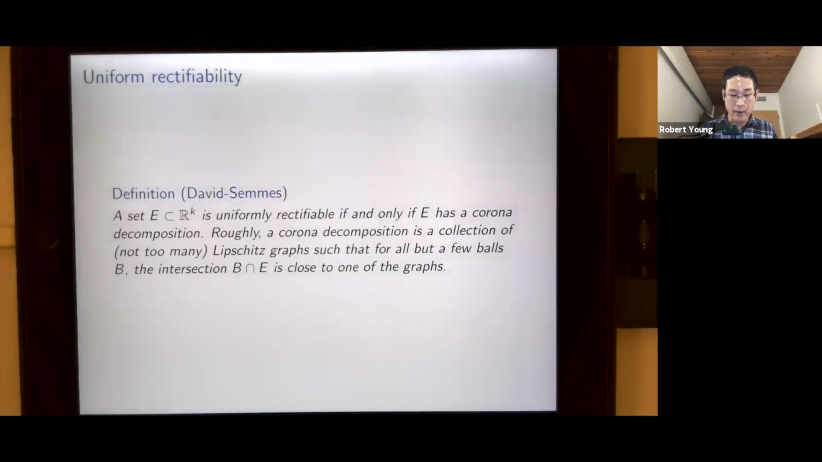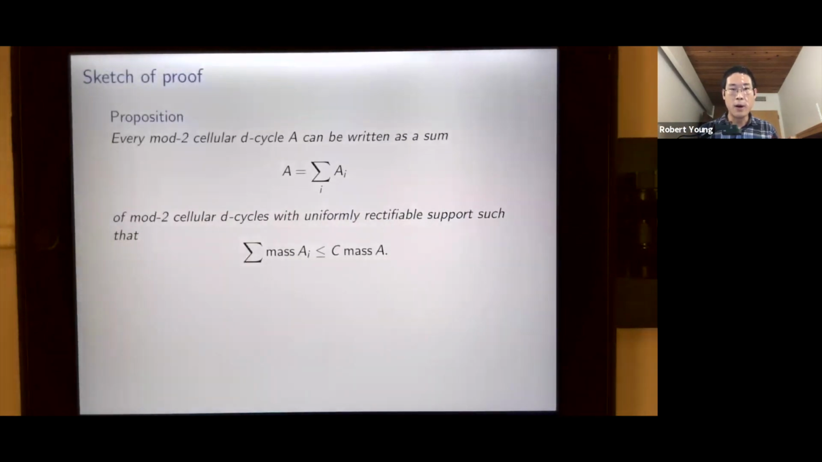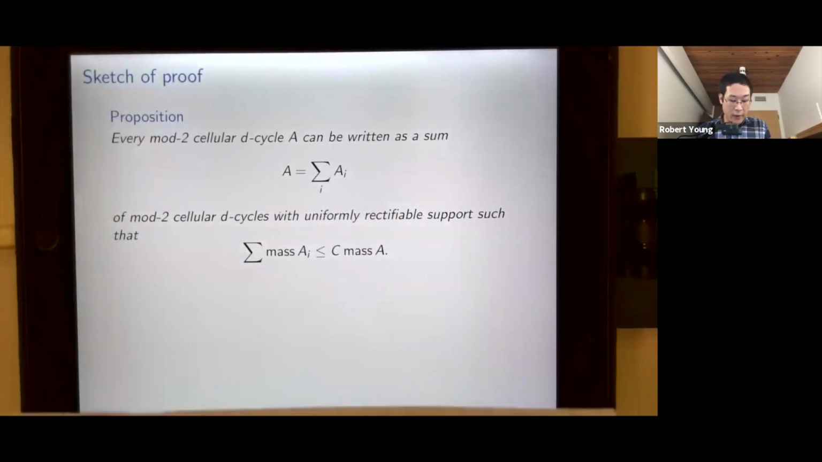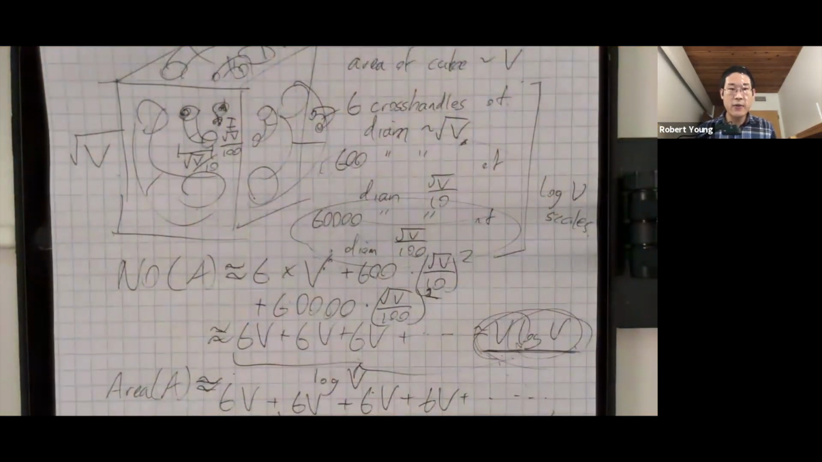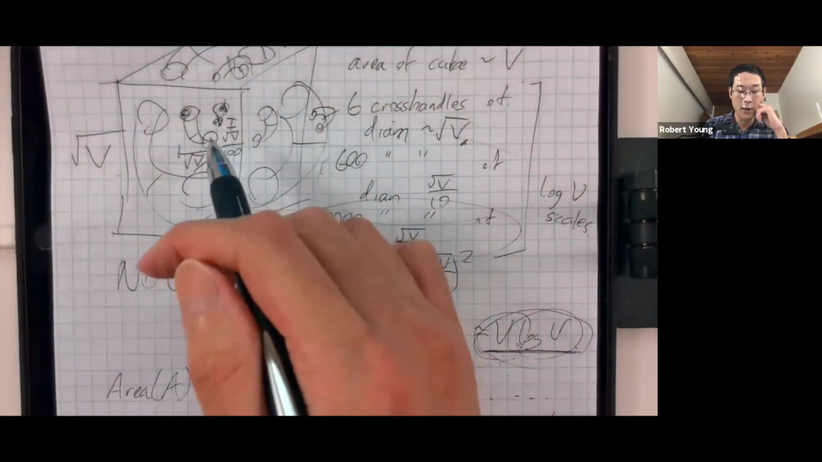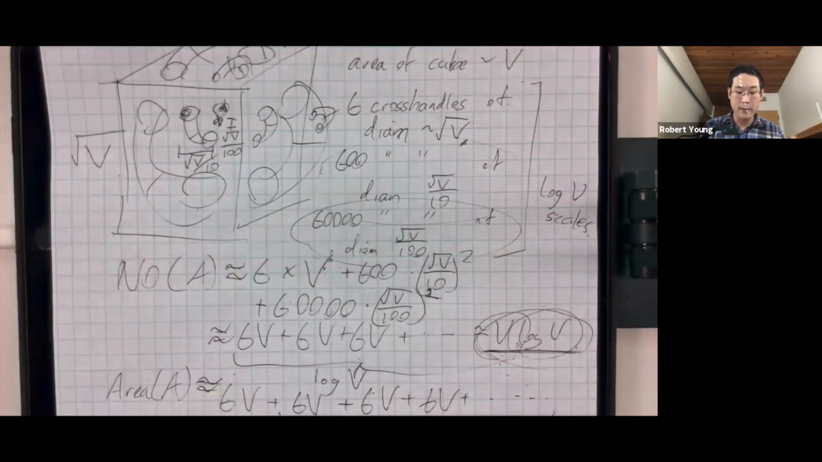And then the proof of the proposition is based on two pieces. One, a decomposition result: if you have a mod 2 cellular D cycle A, then you can write it as a sum of mod 2 cellular D cycles with uniformly rectifiable support. Furthermore, that decomposition satisfies this bound: the total mass of the pieces of the decomposition is at most a constant times the mass of the original surface. The idea of how this works is that you start at small radii and you move up to larger and larger radii.